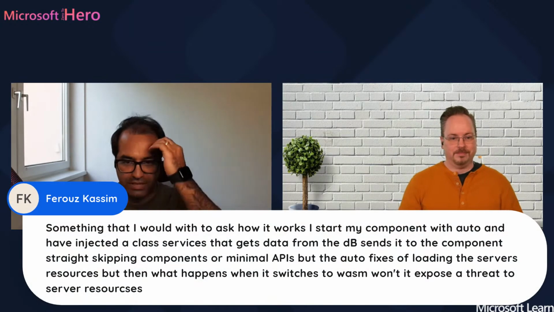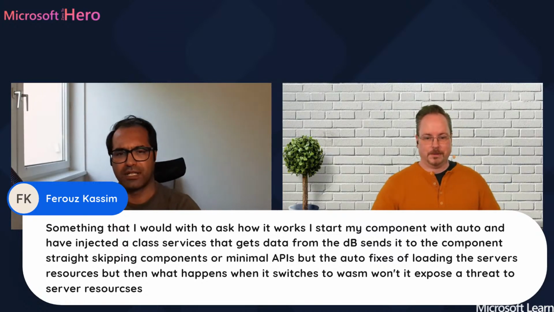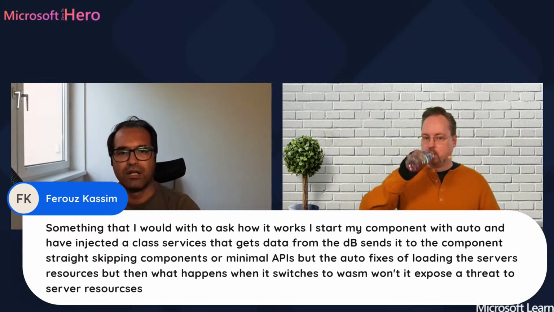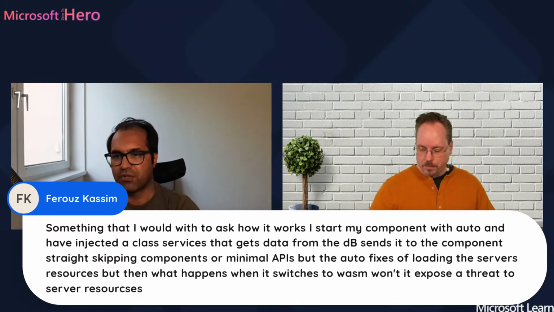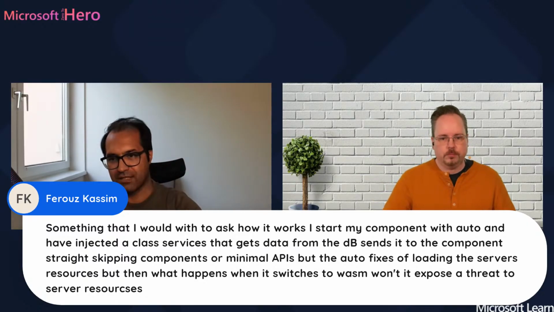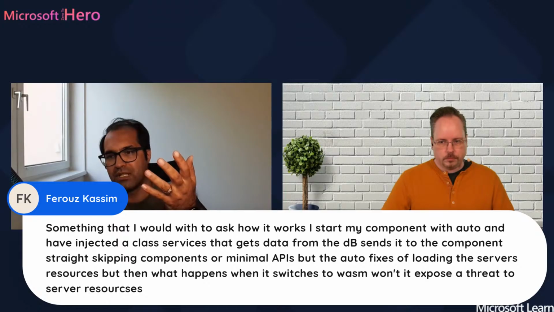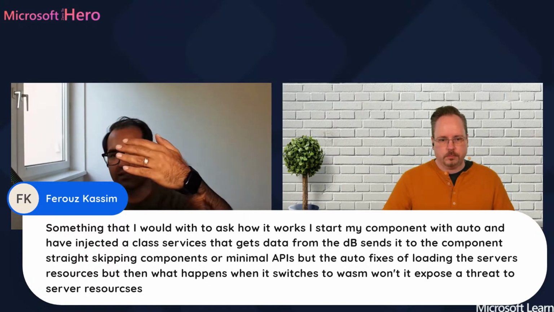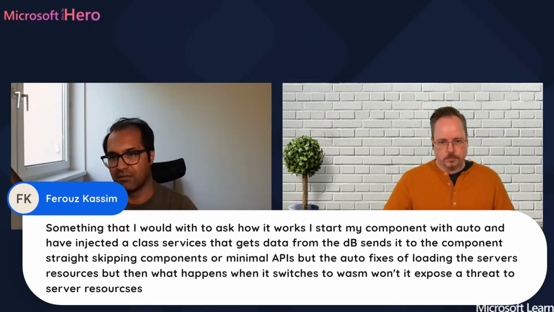We actually have another question left, which is a long one, but if I understood it well and could shorten it, it is that with this auto mode, first we are running on the server side, and then it could switch to WebAssembly. What would happen when, on the server side, for example, we access a database, and then in WebAssembly, would it be a threat to the server resources or not?